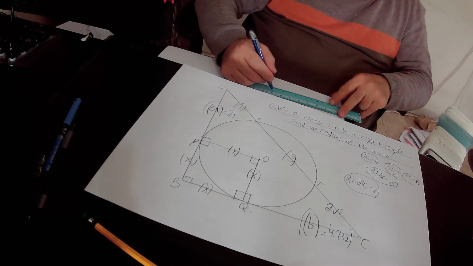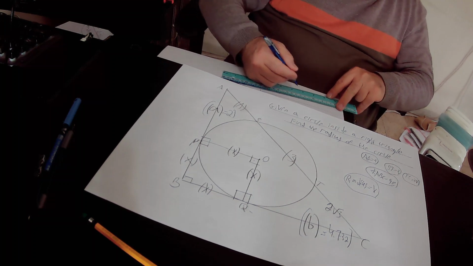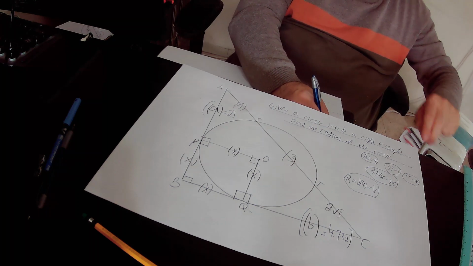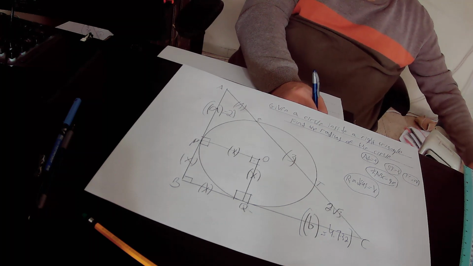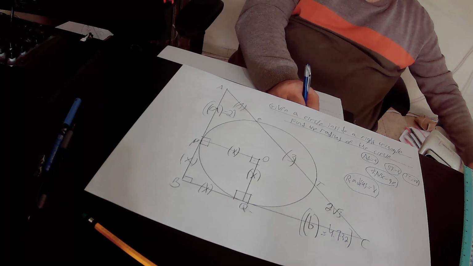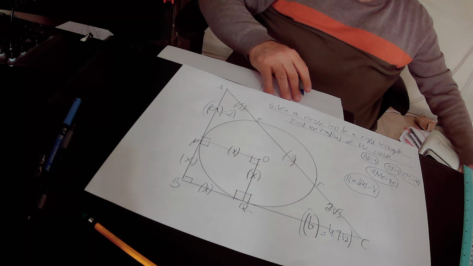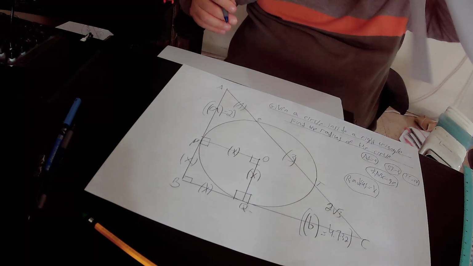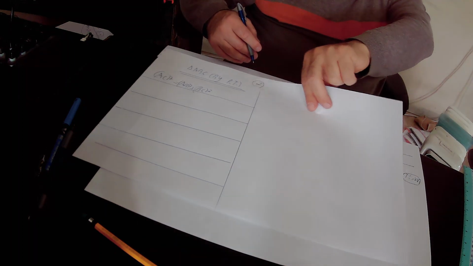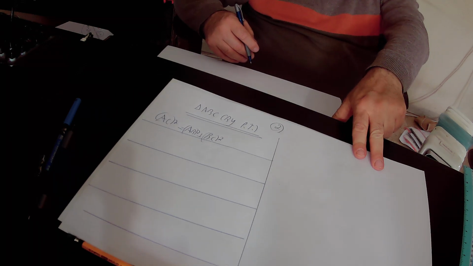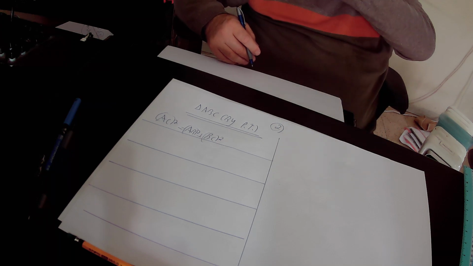And AC squared must be equal to AB squared plus BC squared. Repeat again. In the right triangle, triangle ABC, according to the Pythagoras theorem, AC squared must be equal to AB squared plus BC squared.